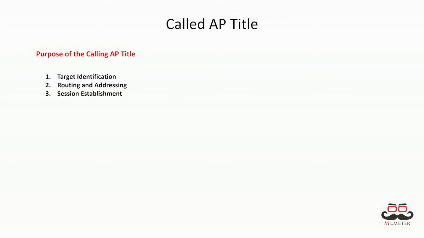Session establishment: the title is used to establish the context of the session. It helps define the scope and the nature of the communication that will take place between the client and the server. The access control: the called AP title can be used by the receiving entity to enforce access control policies, ensuring that only authorized clients can request associations with specific services or applications.